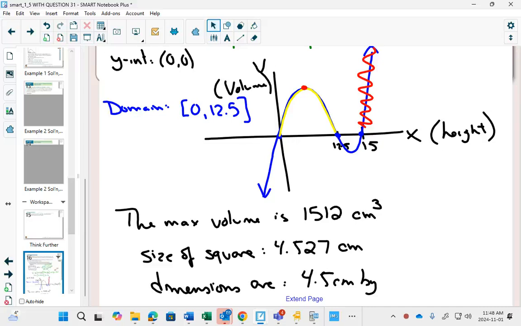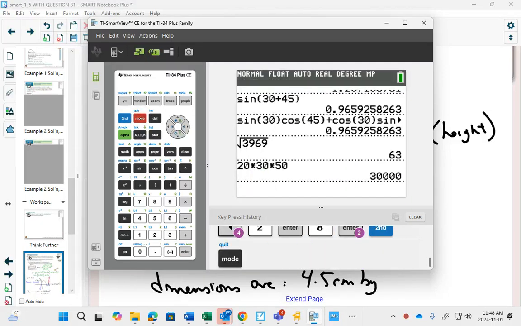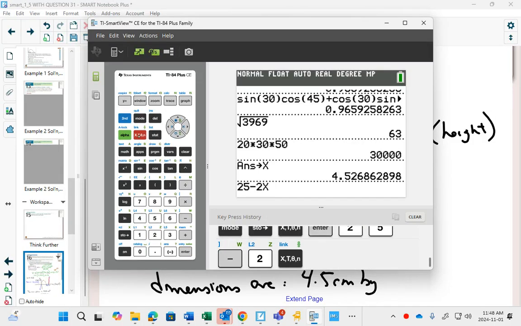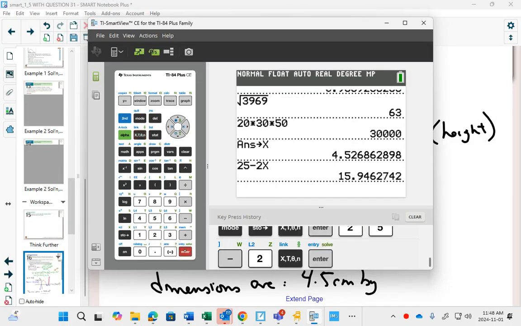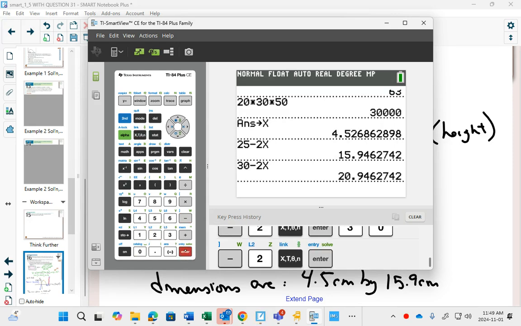So to get the other sides, I'm going to show you something pretty cool on the calculator. After you calculate something, this is for AP, because you're going to use this a fair bit in AP Calculus next year. If I store that answer as x, notice it remembered it from the graph. So now I can do 25 minus 2x, which is 15.9. And if you use the 4.5, you would be off by a decimal point. And 30 minus 2x is 20.9.